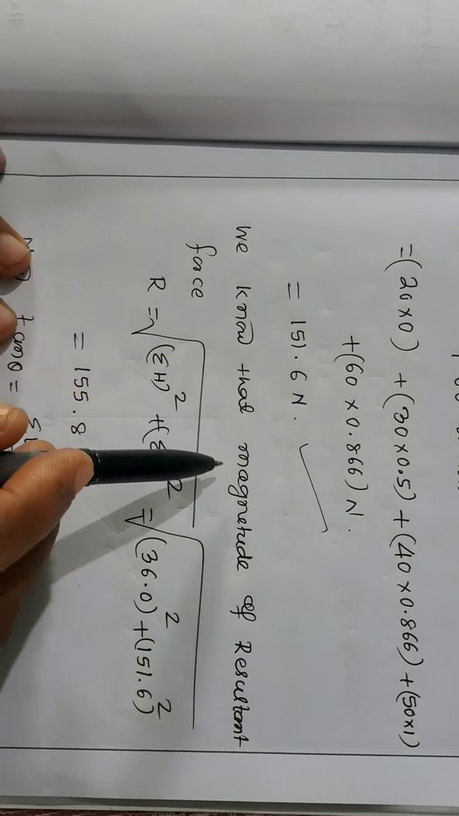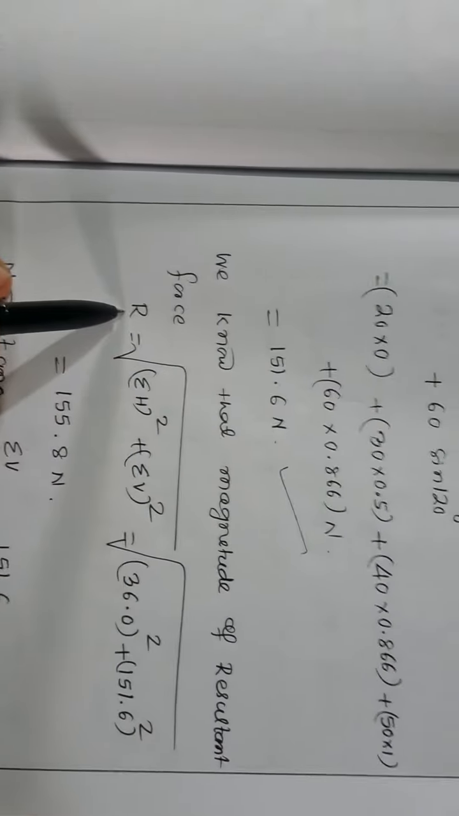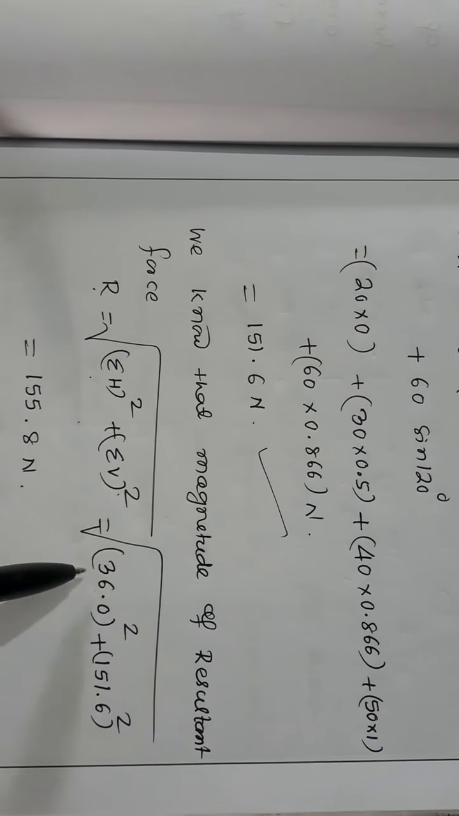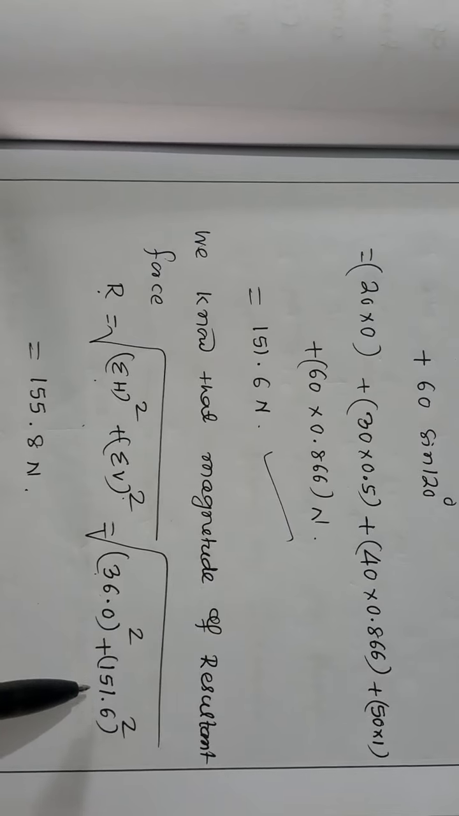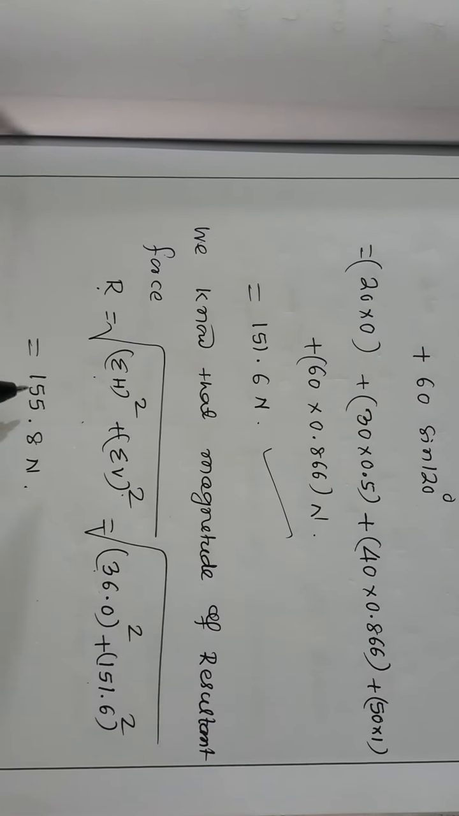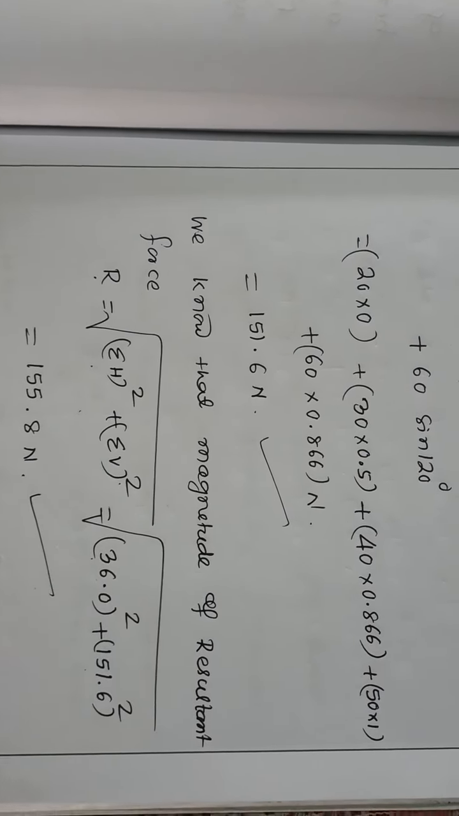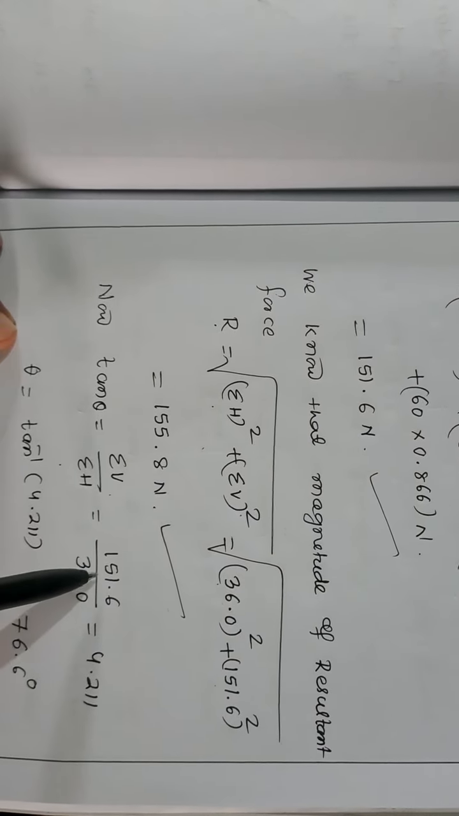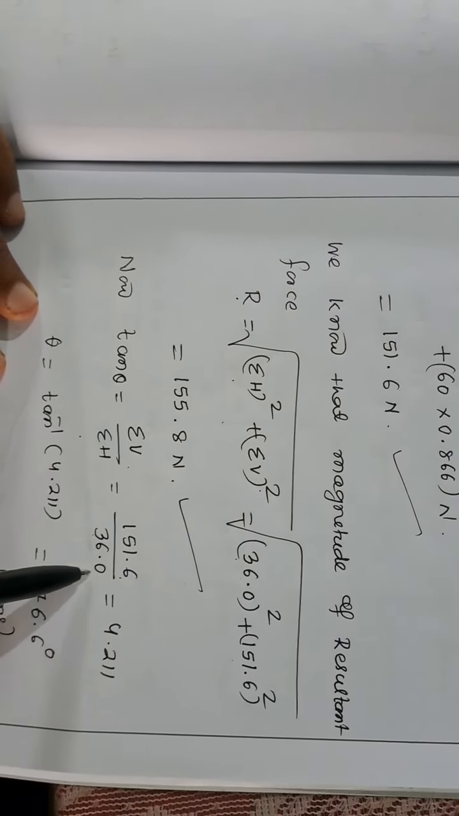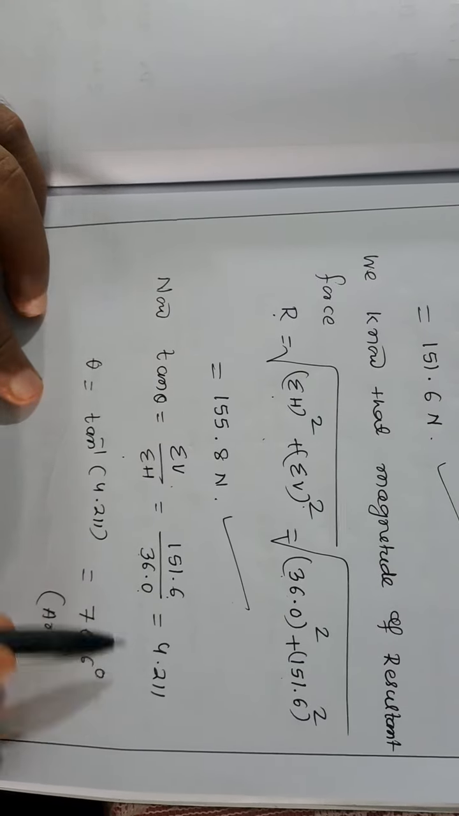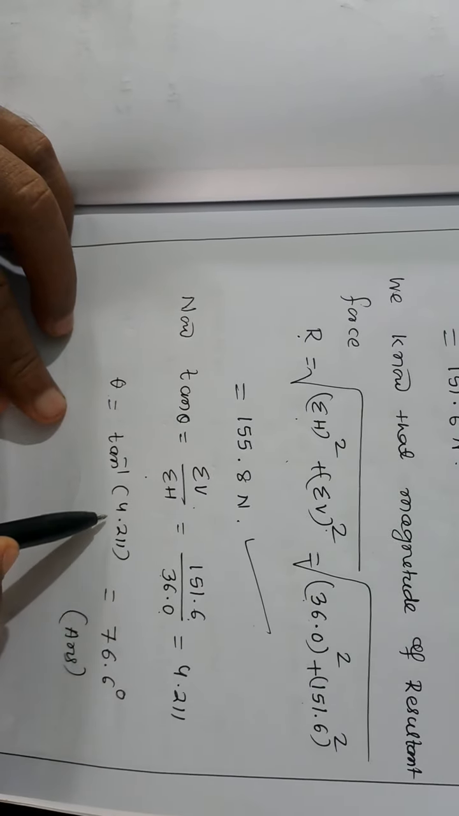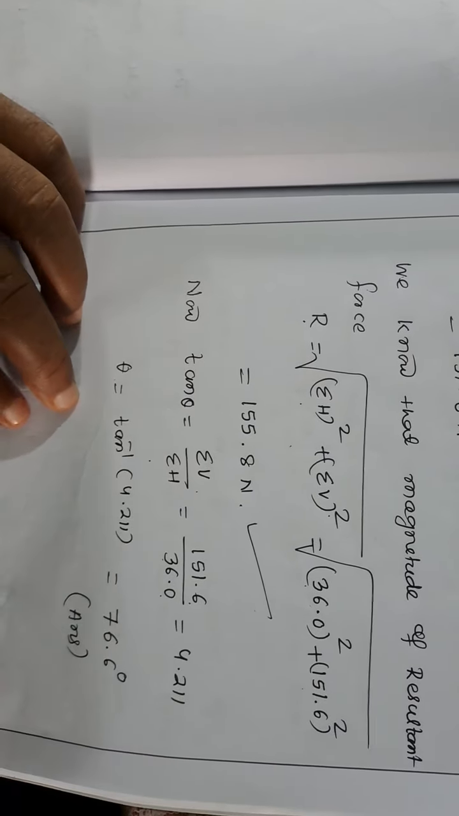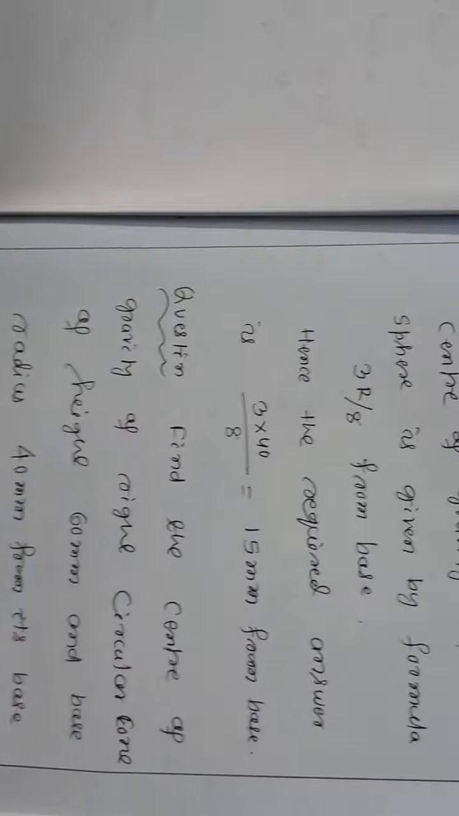We know that magnitude of resultant force R is equal to square root of delta A square plus delta B square, equal to 36 square plus 151.6 square, equal to 155.8 Newton. Then tan theta is equal to delta B by delta A, 151.6 by 36.0, that is 4.211. Theta is equal to tan inverse 4.211, 76.76 degree is the required angle.